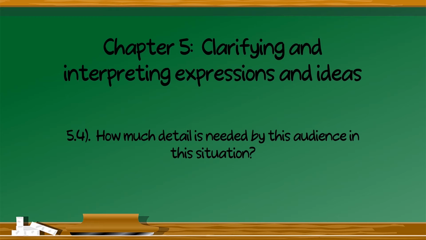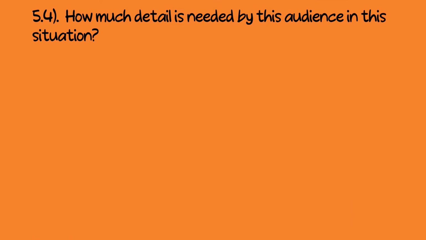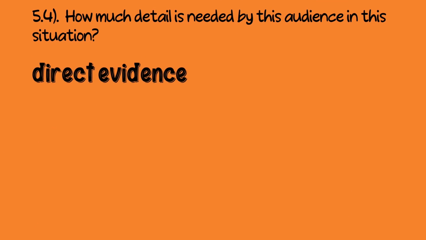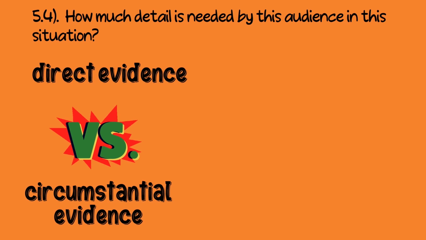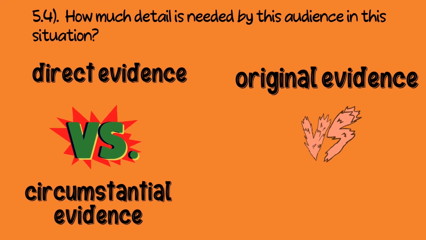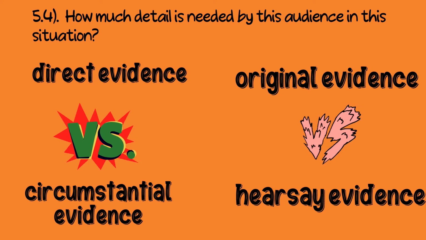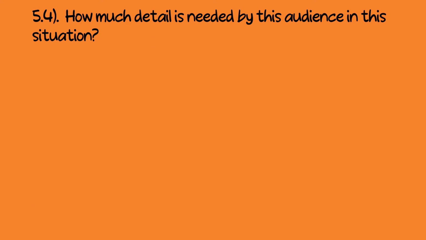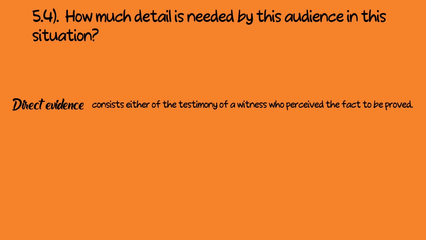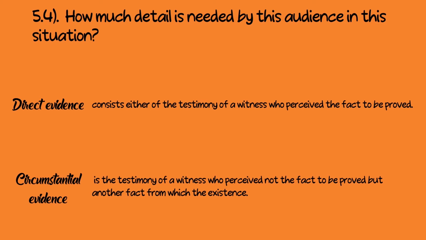5.4 How much detail is needed by this audience in this situation? In this part, we will distinguish between direct evidence and circumstantial evidence, and between original evidence and hearsay evidence. So let's get started. According to the book Critical Thinking by Lex Fisher, direct evidence consists of the testimony of the witness who perceived the fact to be proved, and circumstantial evidence is the testimony of the witness who perceived not the fact to be proved but the fact from which it is inferred.